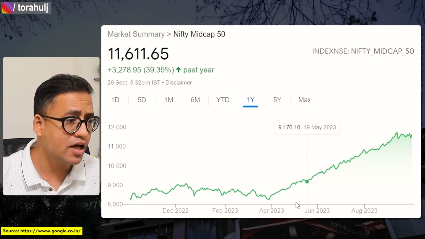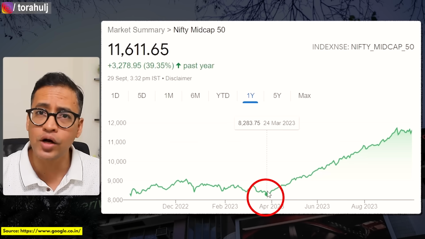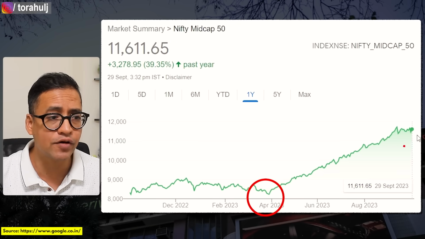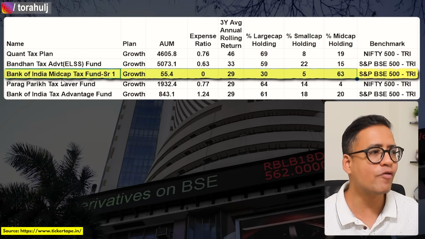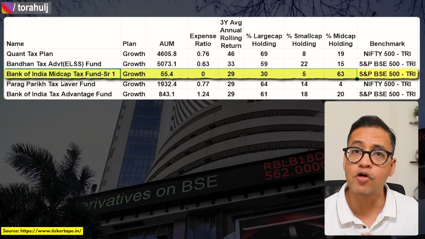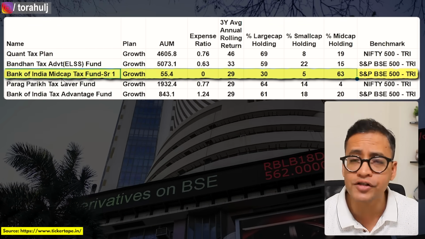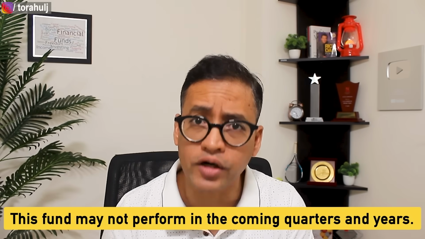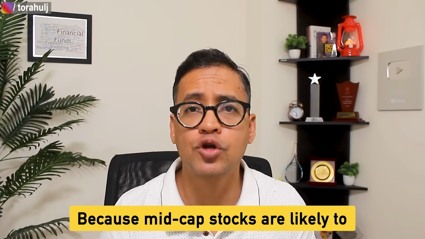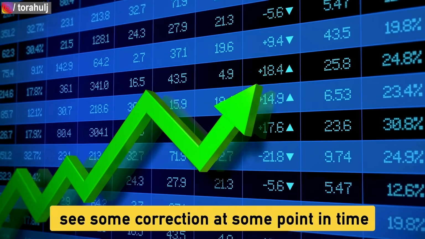Have a look at my screen. They used to be at 8,200 levels from an index perspective, and which is now at close to 12,000 levels. And this is one of the reasons Bank of India Mid-Cap Tax Fund has been performing really good in the last few quarters. However, in my simple view, this fund may not perform in the coming quarters and years because mid-cap stocks are likely to see some correction at some point in time.